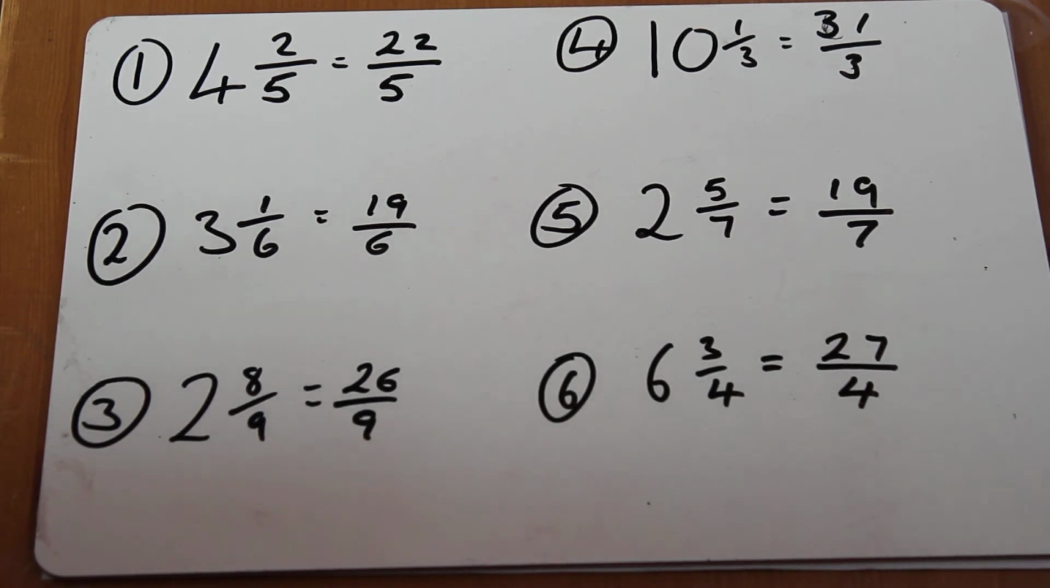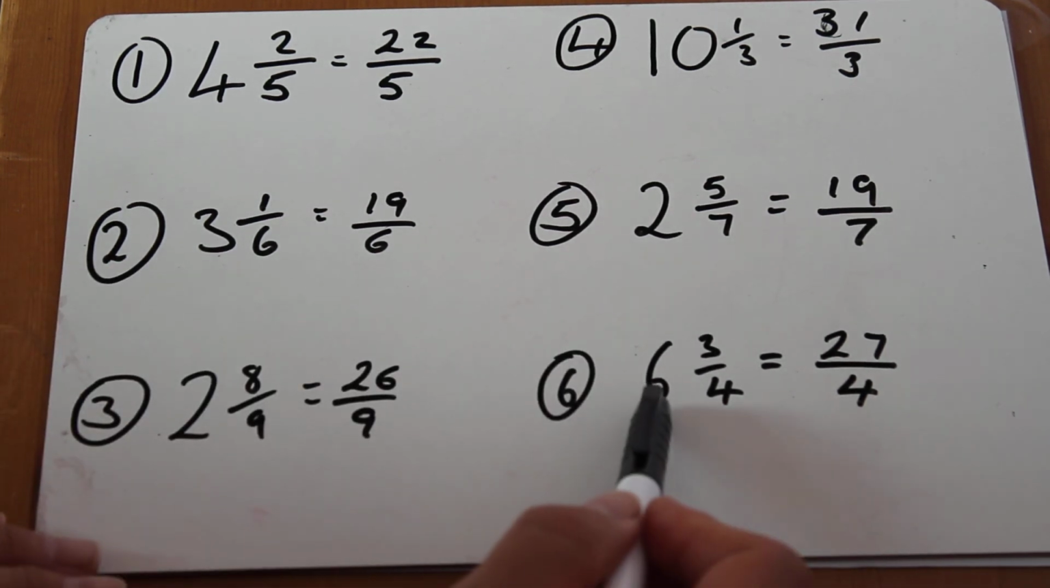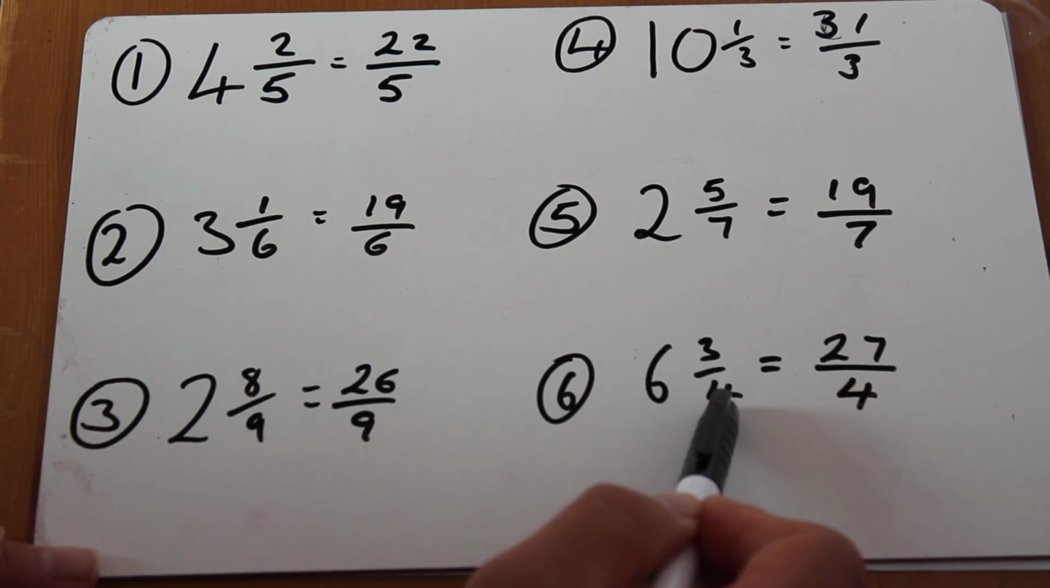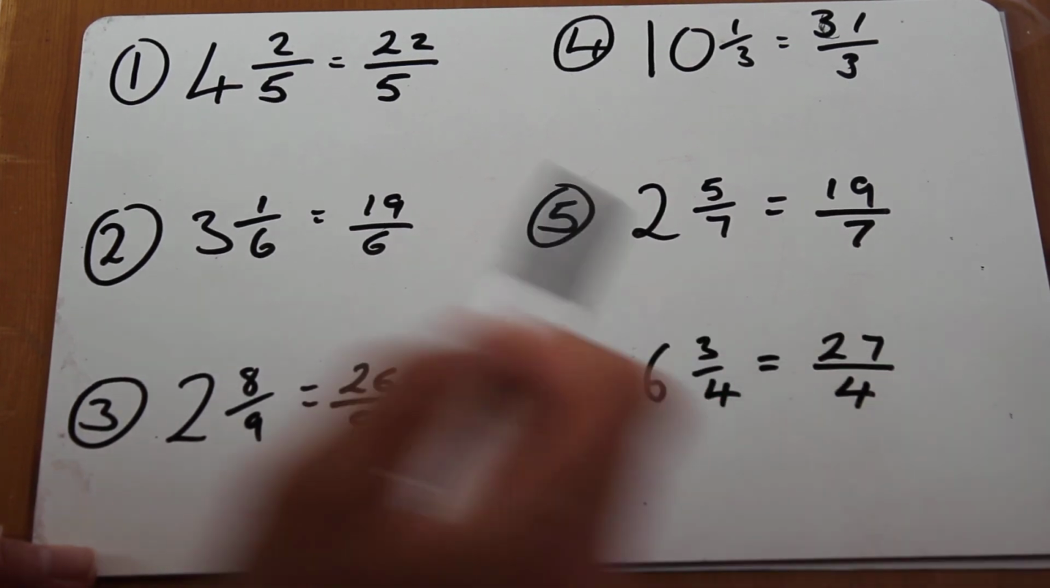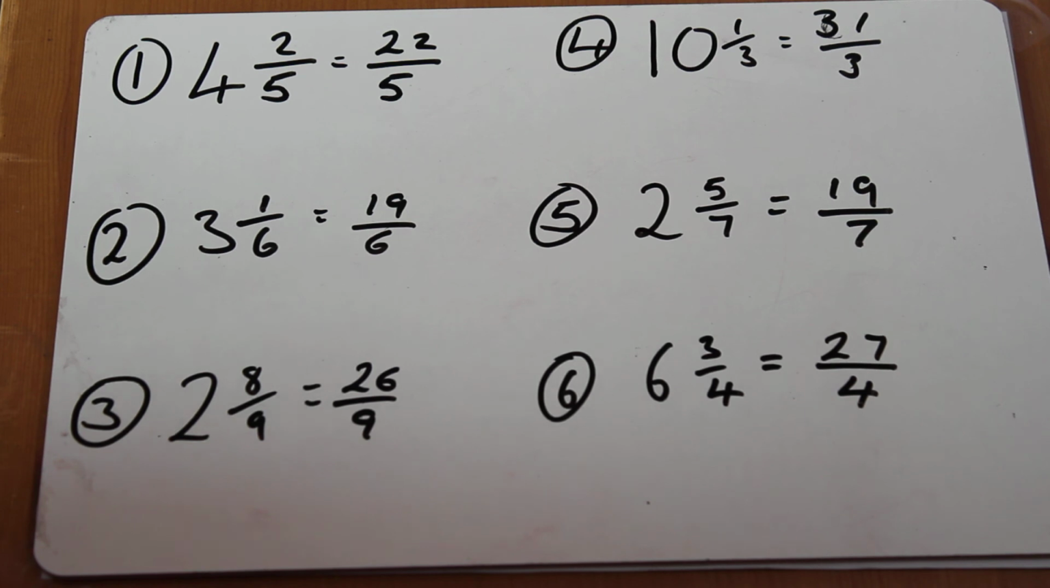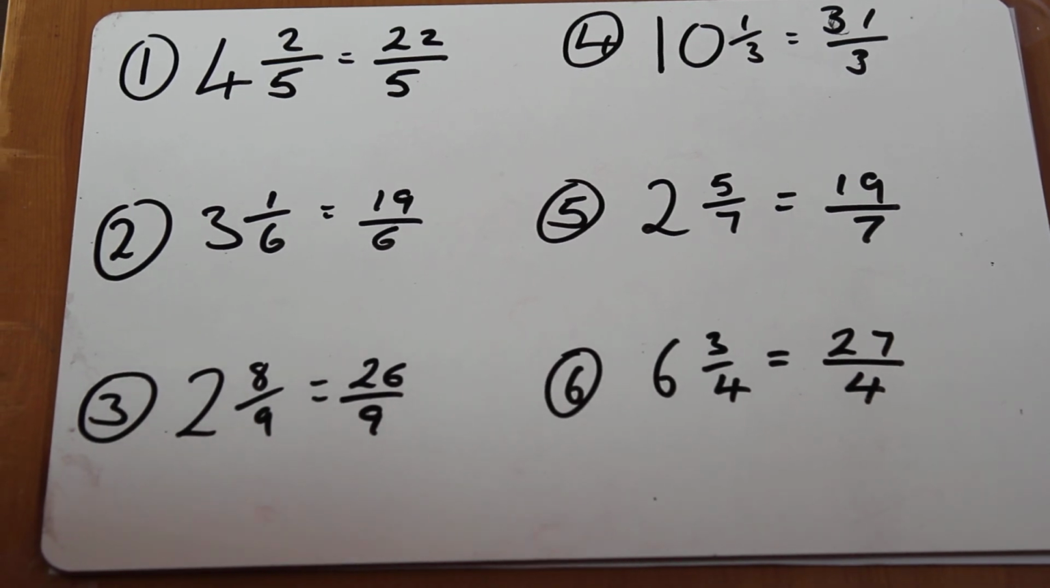So the way to change a mixed number into an improper fraction is this method. Take the whole number, multiply it by the denominator, and add the numerator. And that's how we change mixed numbers into improper fractions.